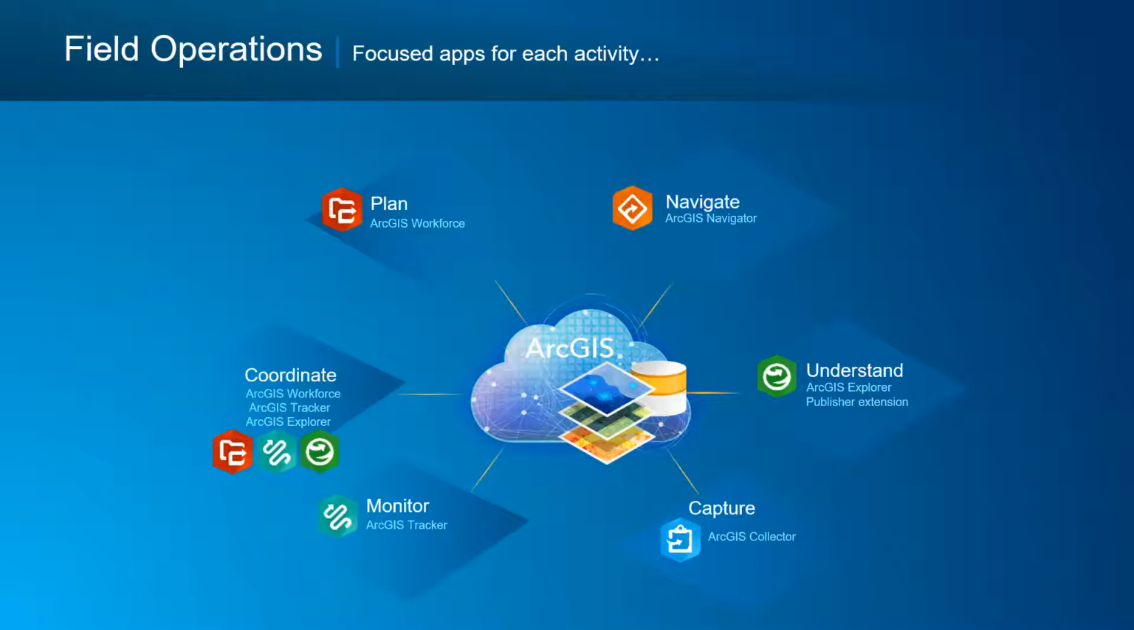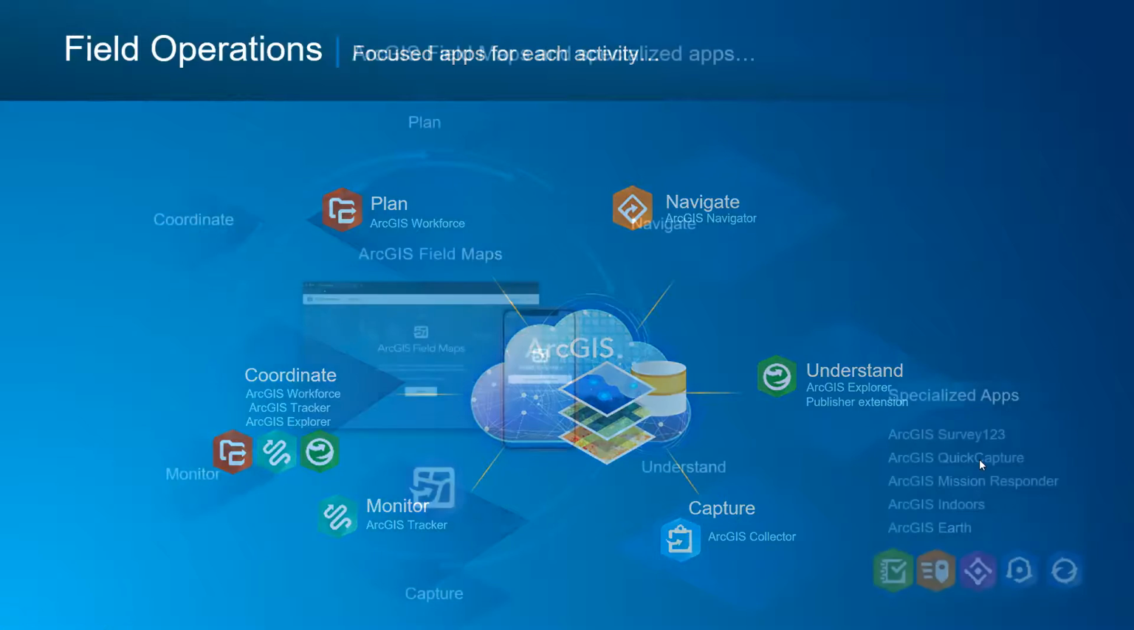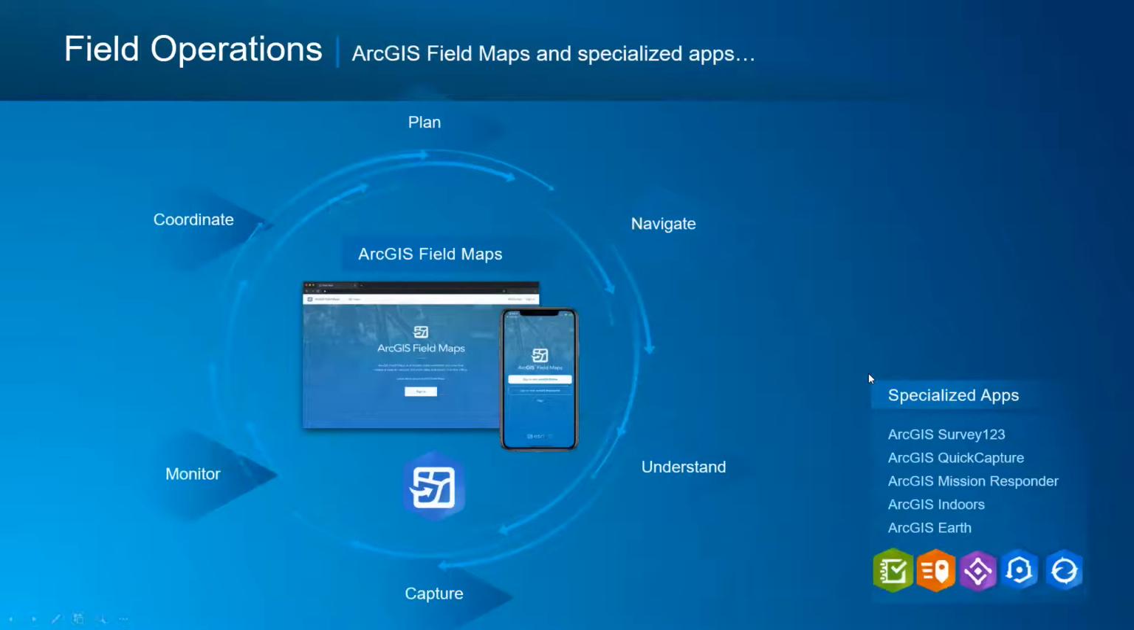That led us to build this one app called Field Maps that allows you to do much of what could be done in multiple applications. So Field Maps allows you to plan, navigate, understand, capture, monitor, and coordinate. And I'll go into the details of each of these different sections.